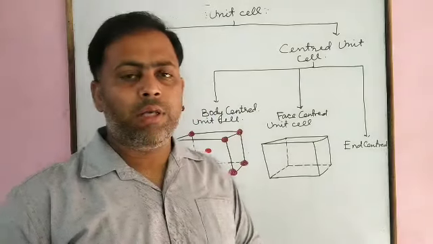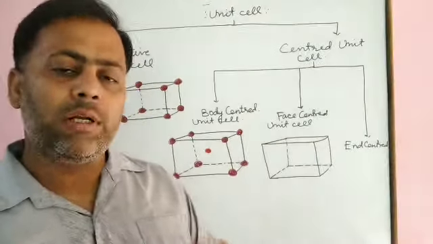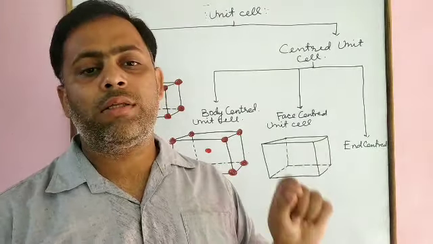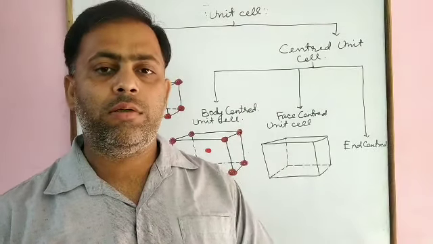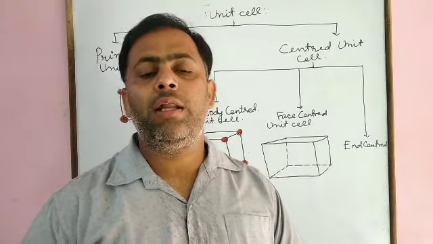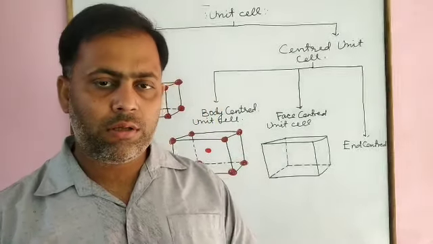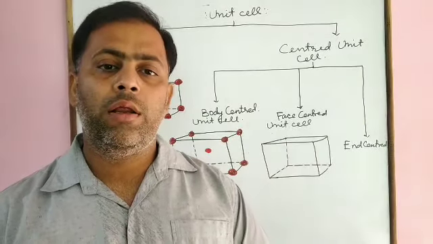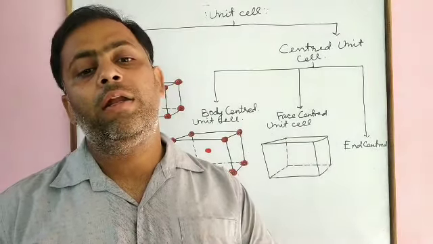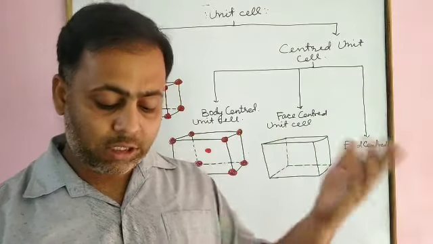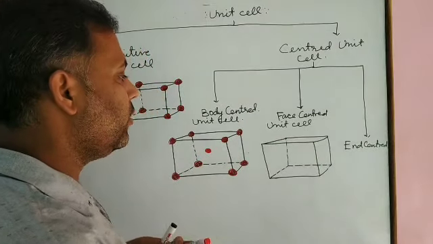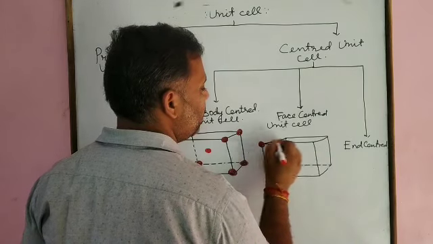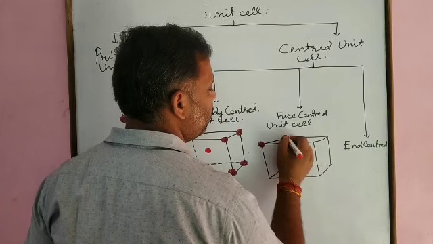In face centered unit cell, the atoms are present at the corner, together with the atoms present at the center of each face. You know how many faces there are in a cube? There are 6 faces. Then at the center of each face, one atom will be there, together with one atom at each corner. Let us represent what I have explained: the atoms are present at each corner. Let us represent the atom at each corner.